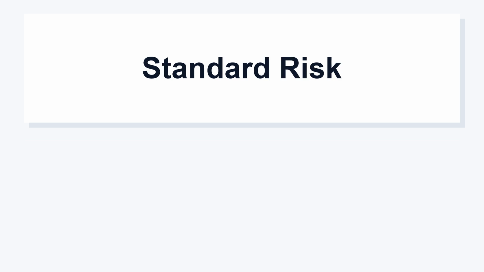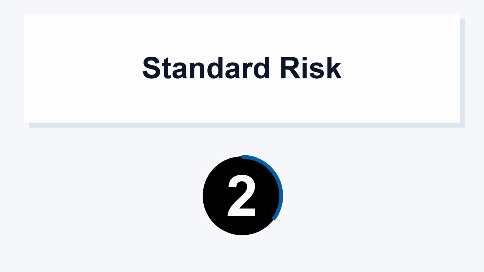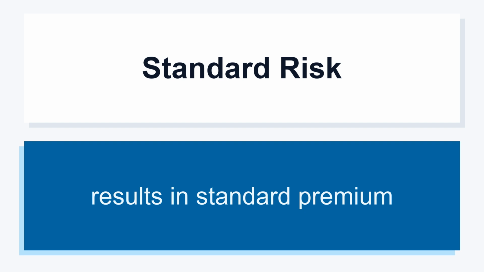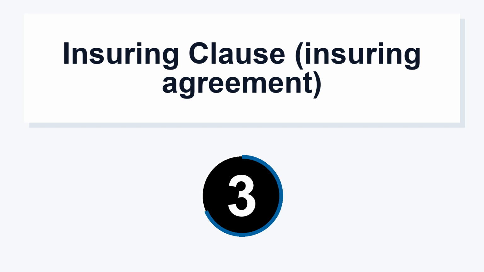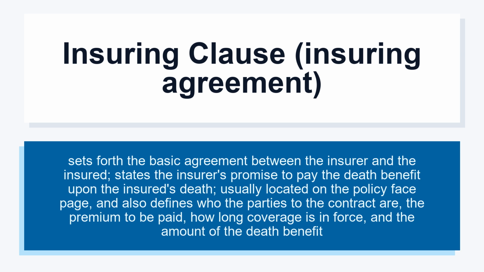Standard risk. Results in standard premium. Insuring clause, insuring agreement. Sets forth the basic agreement between the insurer and the insured, states the insurer's promise to pay the death benefit upon the insured's death, usually located on the policy face page, and also defines who the parties to the contract are, the premium to be paid, how long coverage is in force, and the amount of the death benefit.